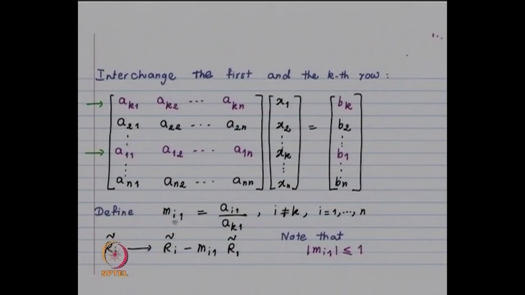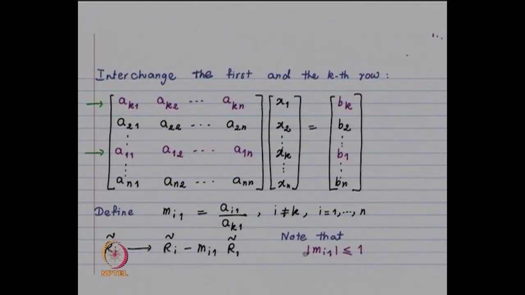So, we have interchanged, and now our multipliers are going to be mi1 is equal to ai1 by ak1, the modified entry, and then Ri tilde are my new rows. So, this is my R2 tilde, R3 tilde, Rn tilde. All the rows are going to be the same as before except for one row, and then I introduce zeros here. So, it is going to be exactly the same as the Gauss elimination method which we had discussed earlier. Now, I would like you to notice one thing, that if I do this, modulus of mi1 is going to be less than or equal to 1.